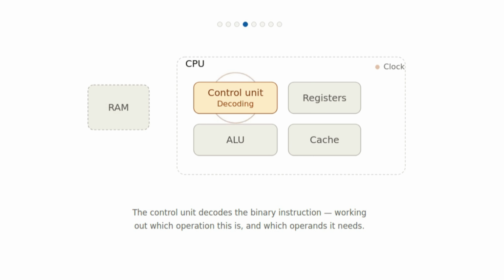Stage 2, decode. Now the control unit has the instruction, but it's just raw binary, ones and zeros. Decoding is where the control unit reads that binary and figures out what it actually means. What operation is this? Add 2 numbers, compare 2 values, jump somewhere else in the program, and which pieces of data, which operands does it need?